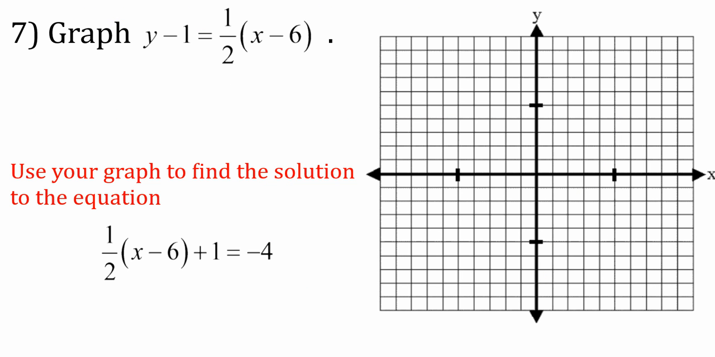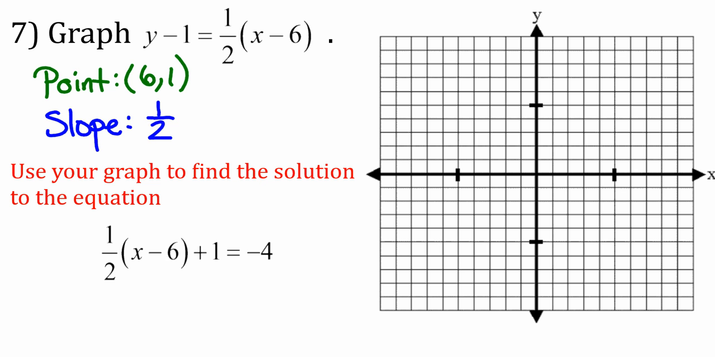Let's try another. So here we're going to graph y minus 1 equals 1/2 times the quantity x minus 6. Well, what do we know about this equation? This equation is in point-slope form. So the point that we're working with is (6, 1). The slope is 1/2. So let's plot our point (6, 1). And from there, we're going to go up 1 and to the right 2 to generate points. Now, we can go back to the reference point and go down 1 and to the left 2 to generate more points for our line.